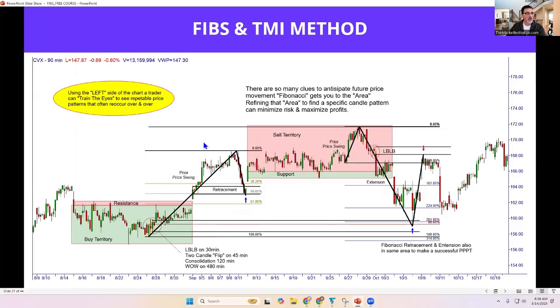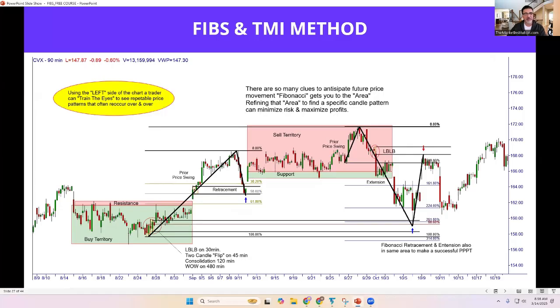Okay. Using the left side of the chart, a trader can train the eyes to see repeatable price patterns when they occur. So for example, resistance, and we have our buy territory, and then we see the price pulled back into that area. And if you're going from the distal line to the rally, you see it came right back to that 88.6. Okay. Using Fibonacci measurements, a trader must also be able to understand multiple time frame analysis.